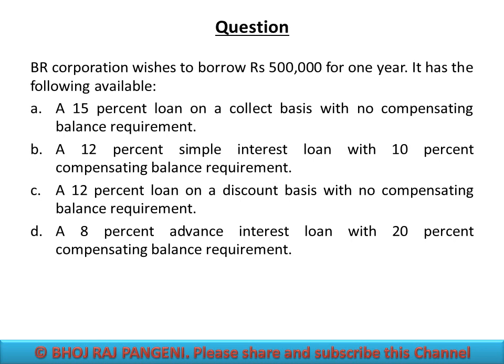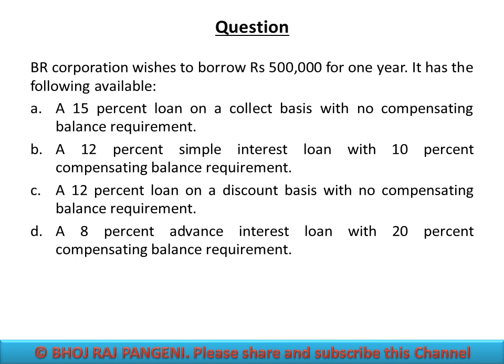Have a look at A, B, C, D. In A, the 15% loan, that is interest rate on collect basis, that is simple interest with no CB. Simple bank loan with no CB. B is a 12% simple interest loan with 10% CB. Both A and B are simple interest. One has no CB and another has a CB.